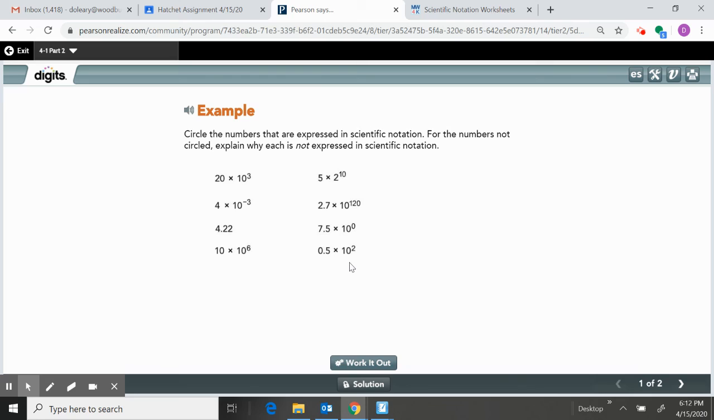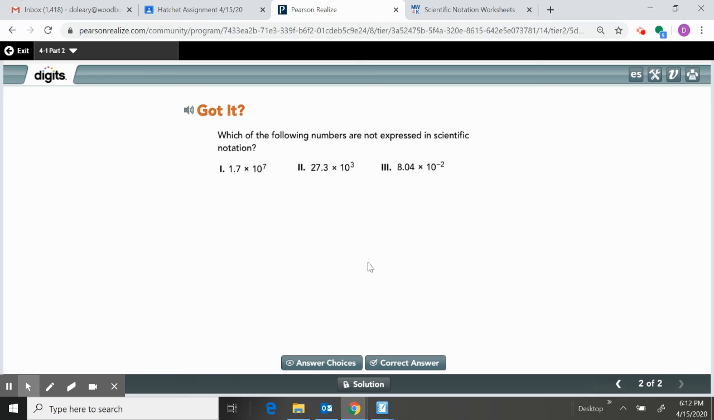0.5 times 10 to the 2nd. Is that in scientific notation? Yes, because 0.5. Oh, I'm sorry. No. Oh, Miss Louie, you're making a mistake. So no. This is not between 1 and 10. So no, not in scientific notation. So that disqualifies it. If you have to go back over there, ignore my silly mistake, not scientific notation. Okay, next page.